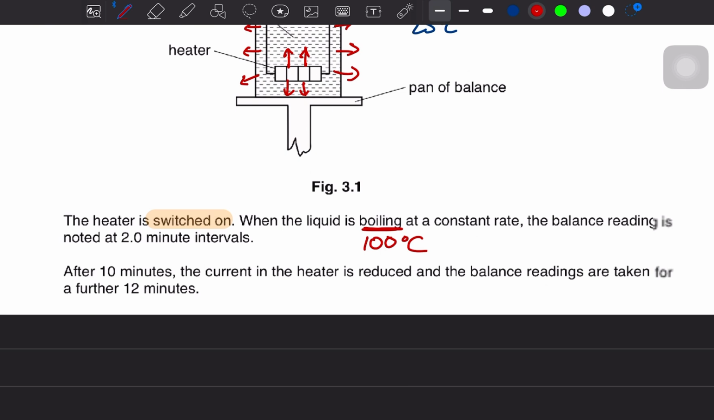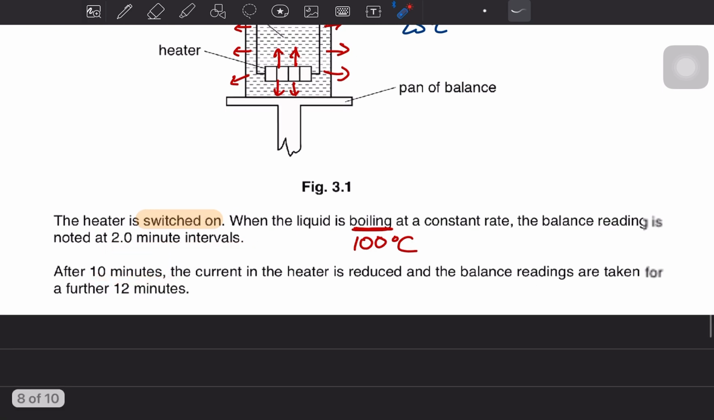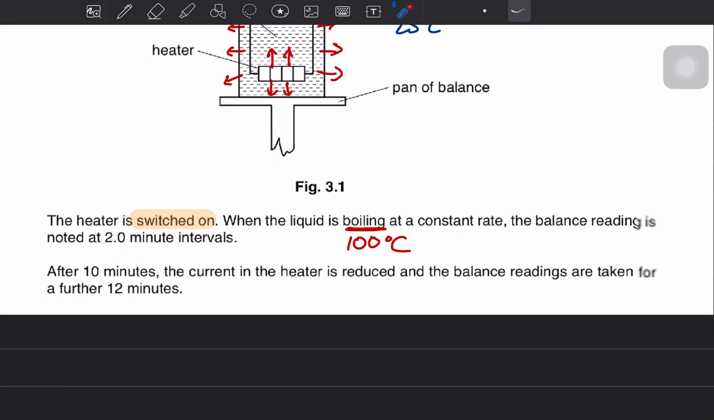And the balance readings are noted at these intervals. And after 10 minutes, so after 5 2-minute intervals, the current is reduced. What does that mean? That basically means the power is less strong from the heater, so there's less heat dissipated. As a result, the heater is cooling down. We're assuming the liquid might also cool down, but in this case it does not cool down for some reason, which I'll explain later.